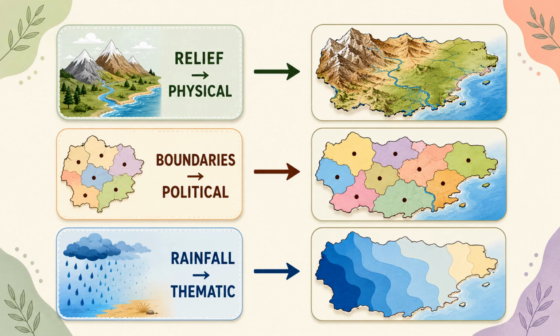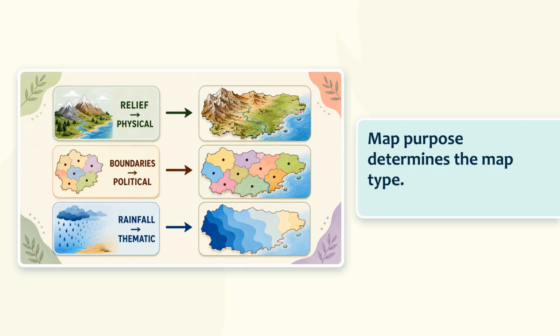Start with the purpose of the question. Mountains need a physical map, state boundaries need a political map, and rainfall needs a thematic map. Choosing the focused information layer makes the answer easier to find and explain. Start with the question you need answered. Map purpose determines the map type. Choose the map that answers the question you need to ask.